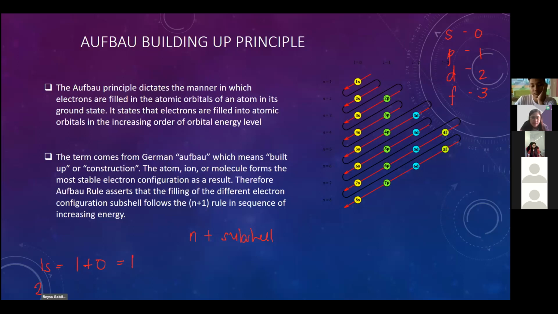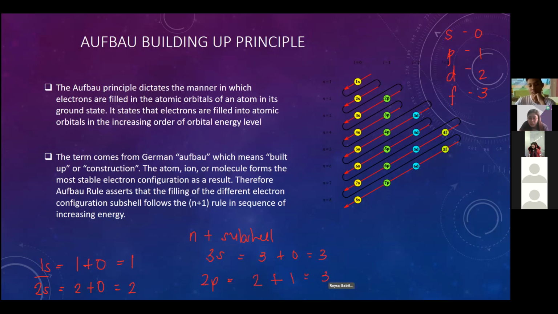For the 2s, of course you have 2 there for the n, plus the subshell, s is still 0, so this is 2 now. So that is why 1s will really be filled in first in our pattern before 2s. That's how you know the energy level. So again, lower energy level first before higher energy level. So for example, for the 3s, same thing. 3s is 3 plus 0, that's 3. And then for 2p, that's 2 plus p is 1.